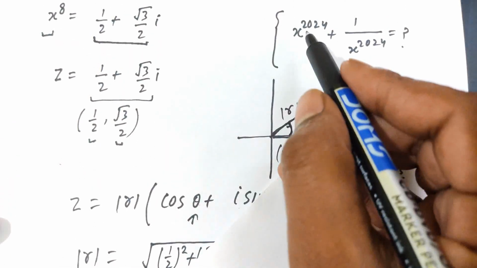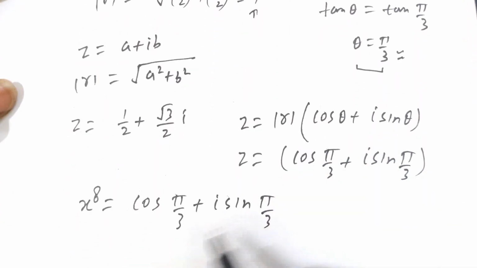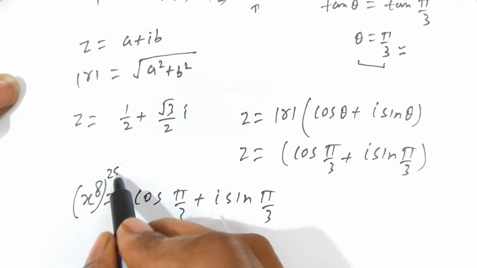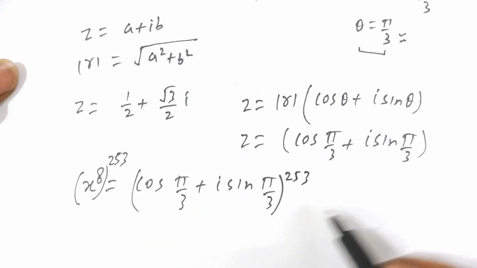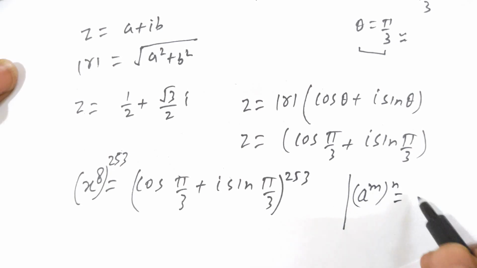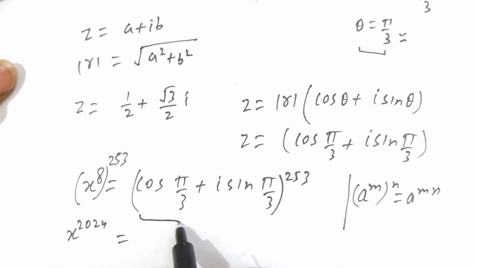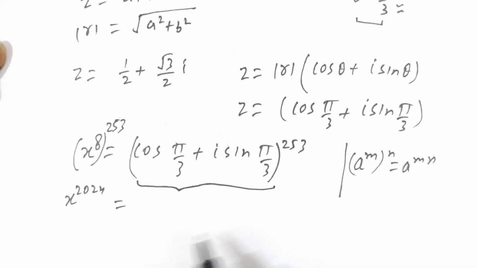And we know that, students, we will find out the value of this expression, that is x power 2024 plus 1 by x power 2024. And here in the left hand side we have x power 8. So if we take power 253 on both sides, then in the left hand side we will apply this rule, that is a power m bracket power n is equal to a power m times n. Then here x power 2024, and in the right hand side we will apply DMT, that is De Moivre's theorem.